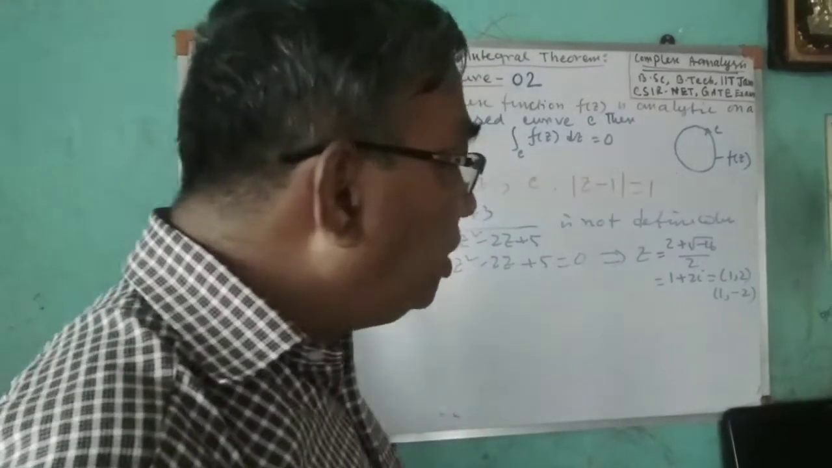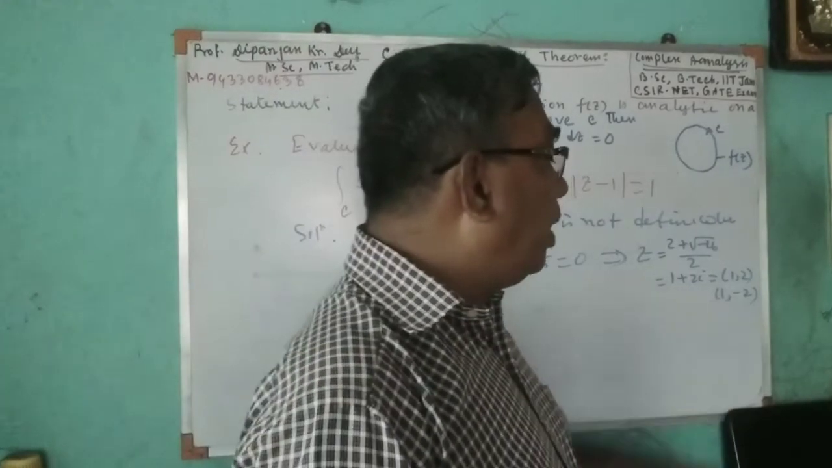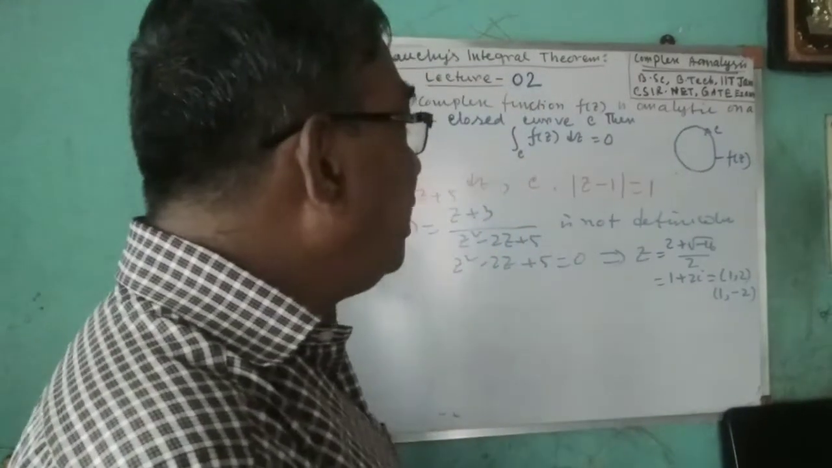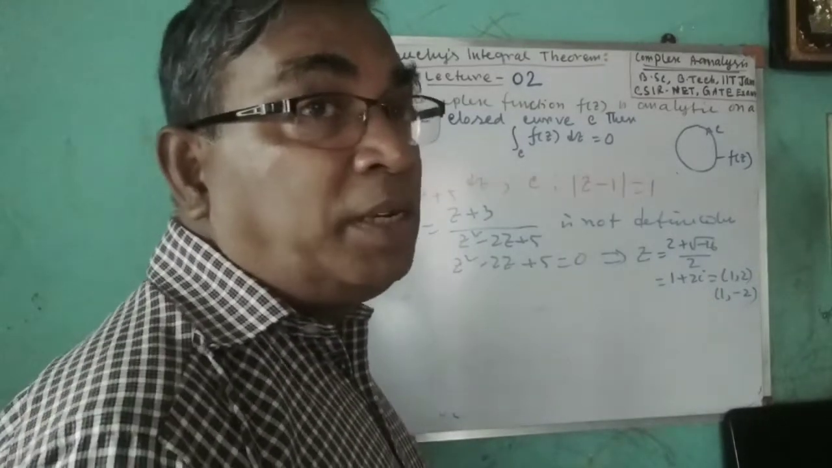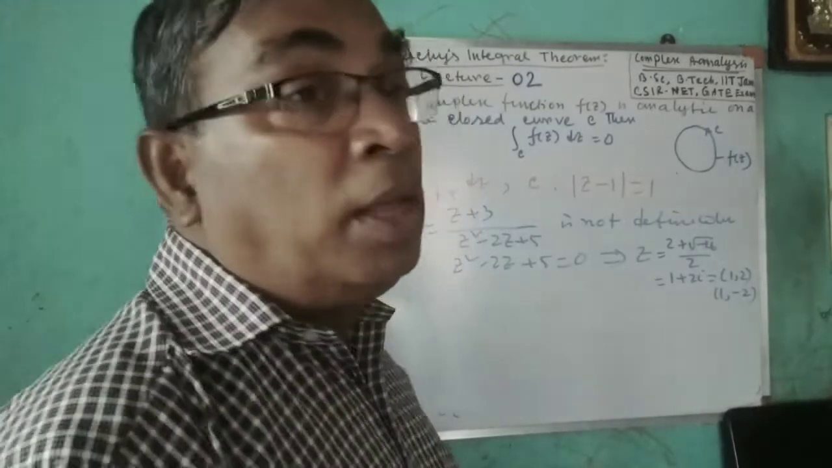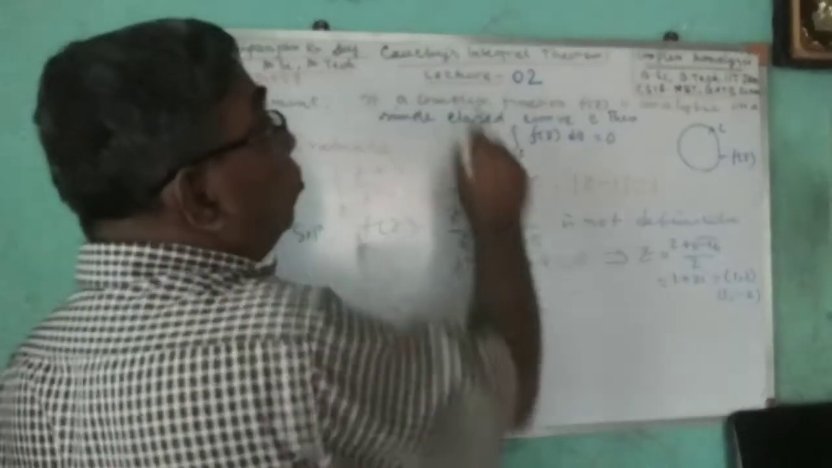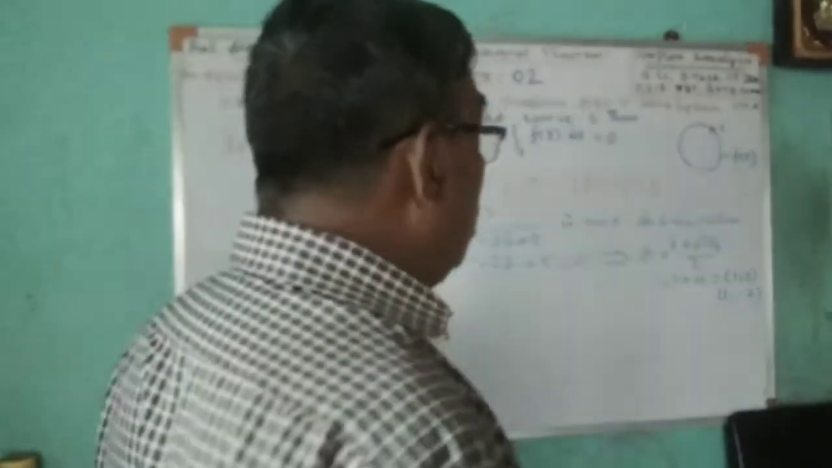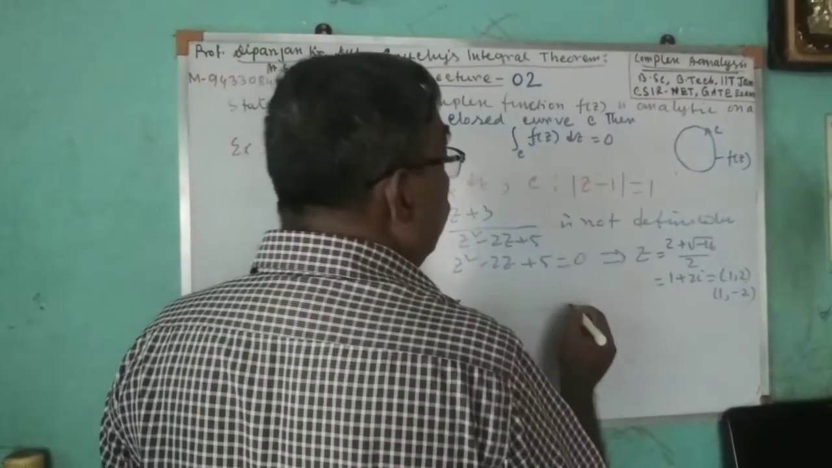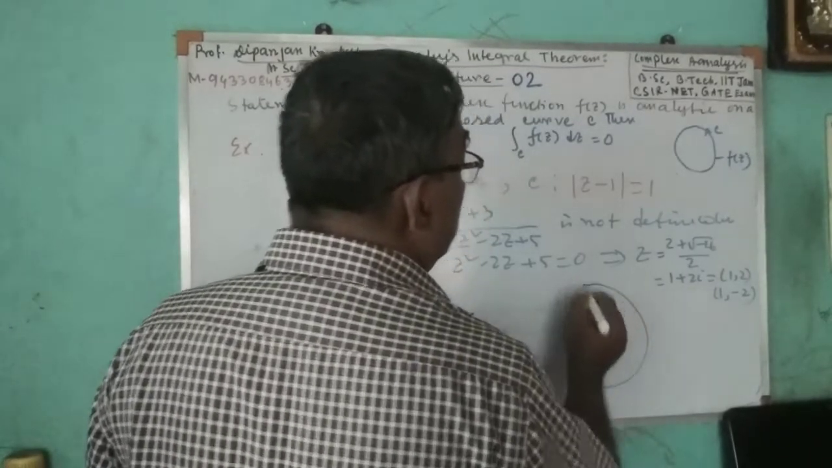Now we have to check whether these two singular points, that is (1, 2) and (1, −2), lie inside the closed curve. If it is outside the closed curve, then directly we can say this integral will be 0 according to Cauchy's integral theorem. Okay. So we have to see what is the closed curve here. This is the closed curve.